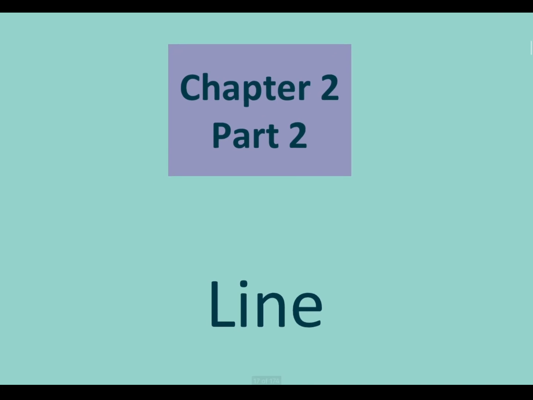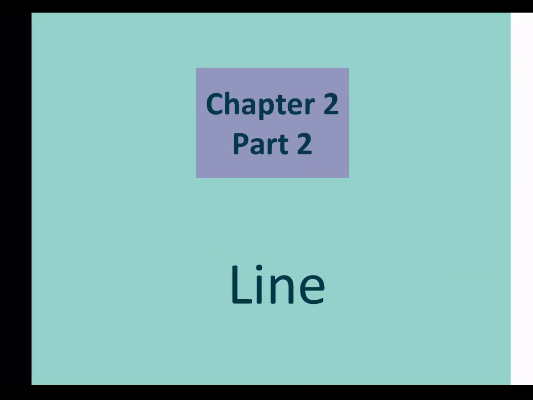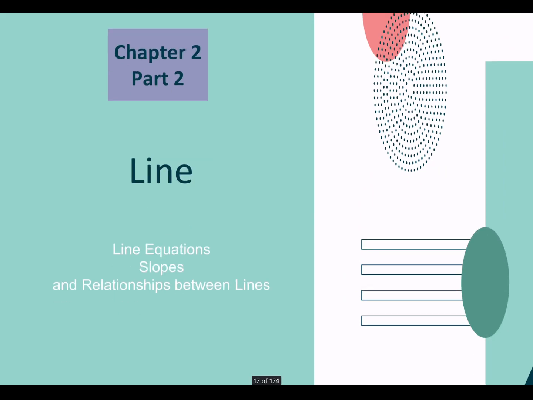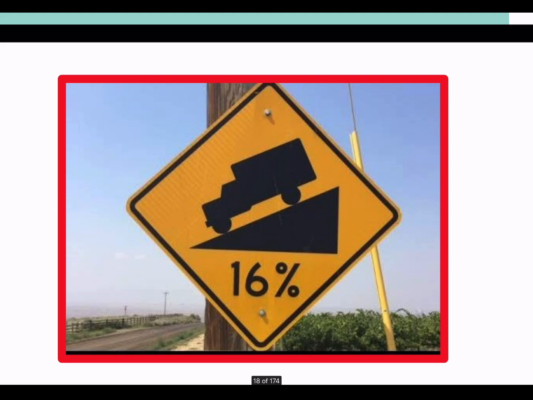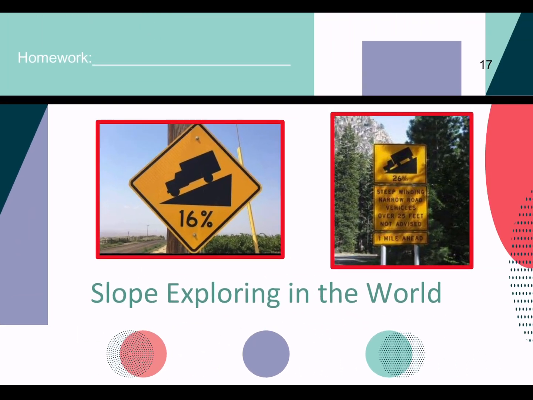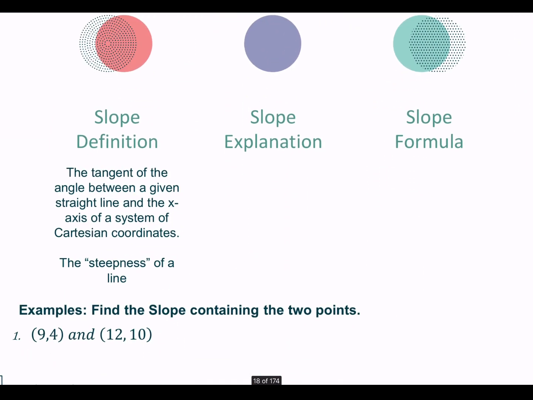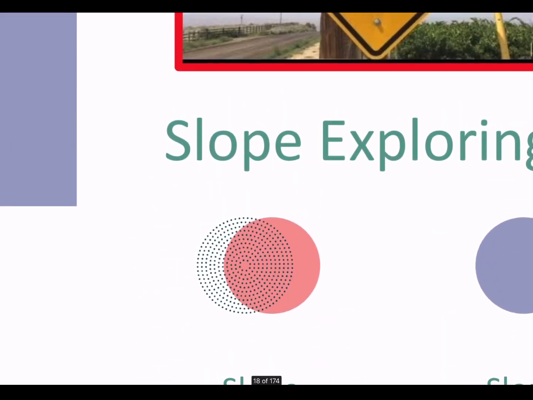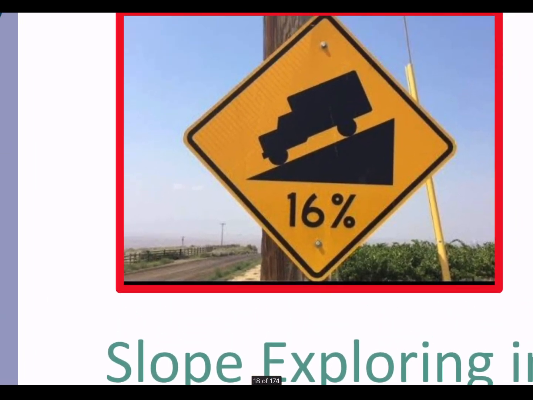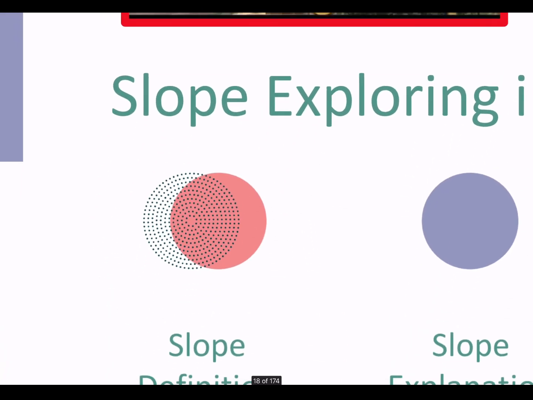Okay, let's take a look at lines. So, the first thing you want to understand about lines is the slope. Now, I don't know if you've ever seen a sign like this on the side of the road. I used to see signs like that all the time in California, but that has to do with the slope. That percentage that you see is a slope. This is like the official definition right here. The tangent of an angle between a given straight line and the x-axis and so on. That's a really complex definition of a slope, right?